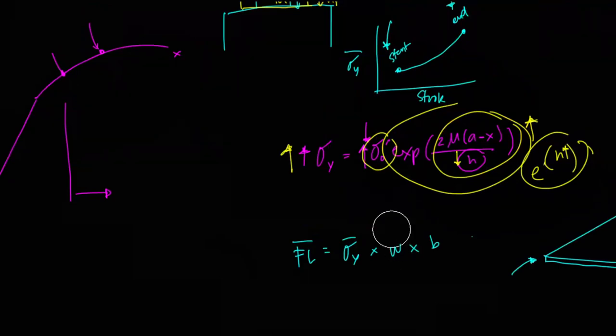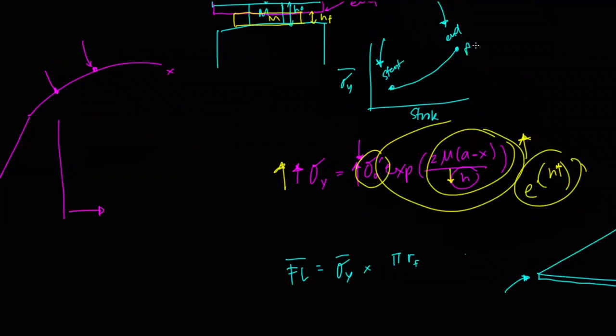And sorry. In this case, kasi circular siya, we won't be using width times b, no? So, yung gagamitin natin is pi r final squared. This is the final state and ito yung initial state natin. Let's call this as initial. So ang kukunin natin is the final forging radius niya kumbaga or the final area at the end of the forging stroke.